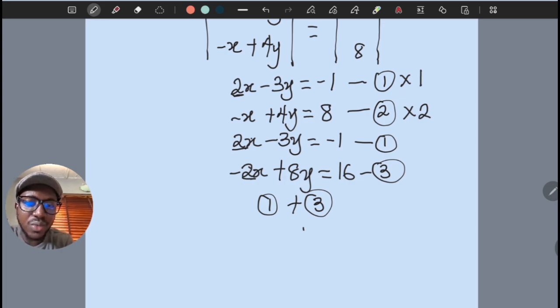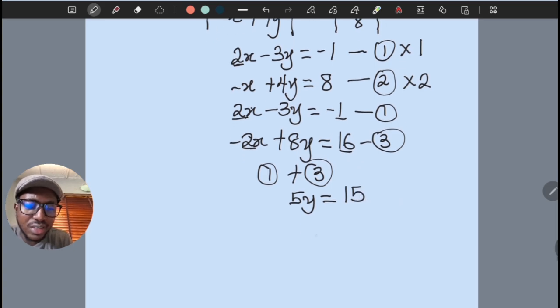Then negative 3y, this negative 3y here, plus this positive 8y, is going to give me 5y. So we have 5y equals minus 1 plus 16, which in this equation is going to give me 15. And that implies that my y is going to be equal to 15 over 5. And that's going to give me 3.